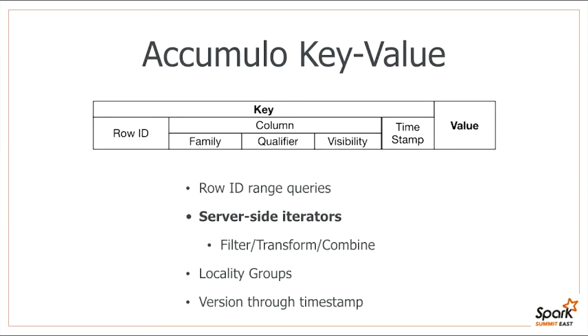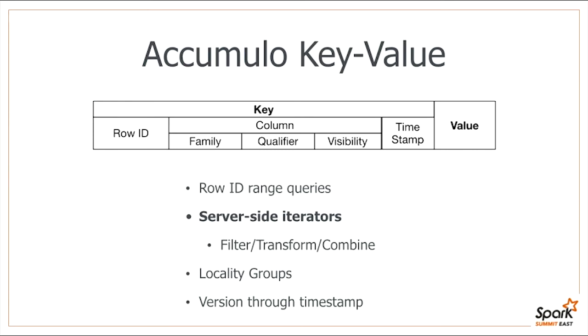This is the key value format of Accumulo, and it kind of has the same behavior of other key value stores, as in if the key is non-unique within those parameters, it's going to blow away whatever is there. So what can we do with this key value store that we'll need? We can do row ID queries. So we can ask for row 1 to 1,000, 2,000 to 3,000, 5,000 to 7,000, all in one go. That's going to be useful.